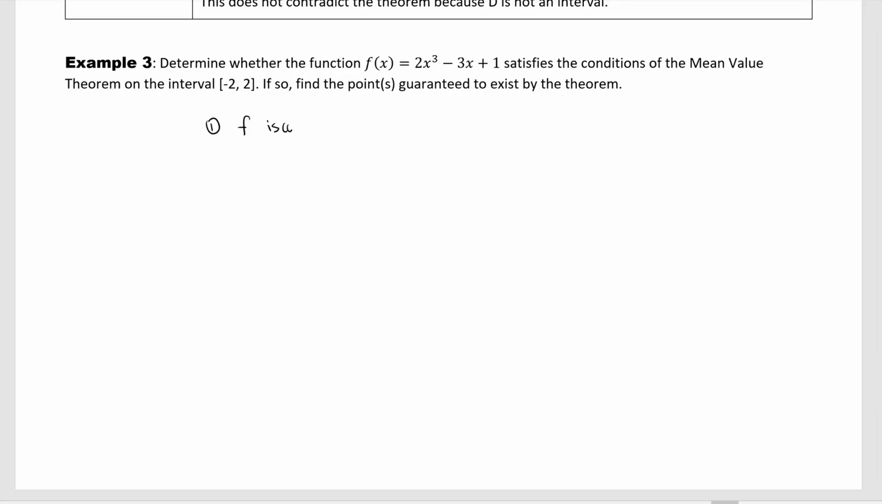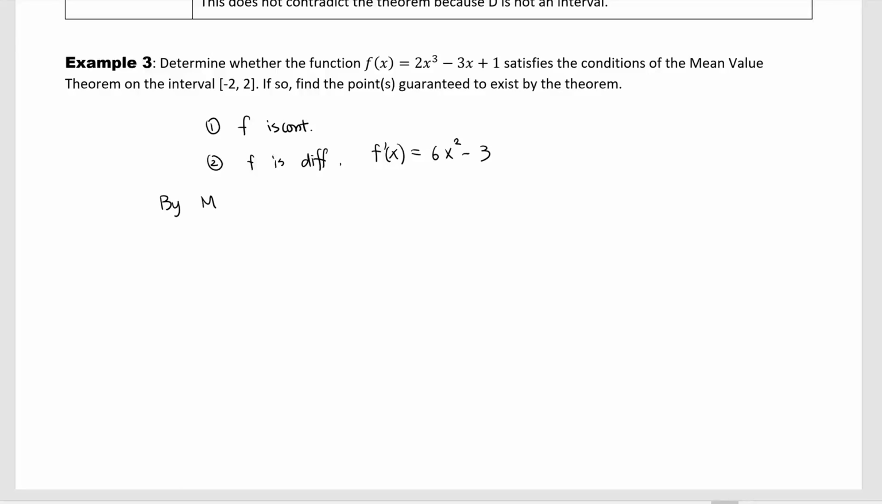First, is f continuous? Yes, f is a polynomial. Polynomial is continuous everywhere. Second, is f differentiable? Well, let's take the derivative. Does that exist everywhere? Okay, the derivative is 6x squared minus 3. Well, this guy exists everywhere, so f is differentiable everywhere. And so we know that it satisfies the conditions of the mean value theorem.